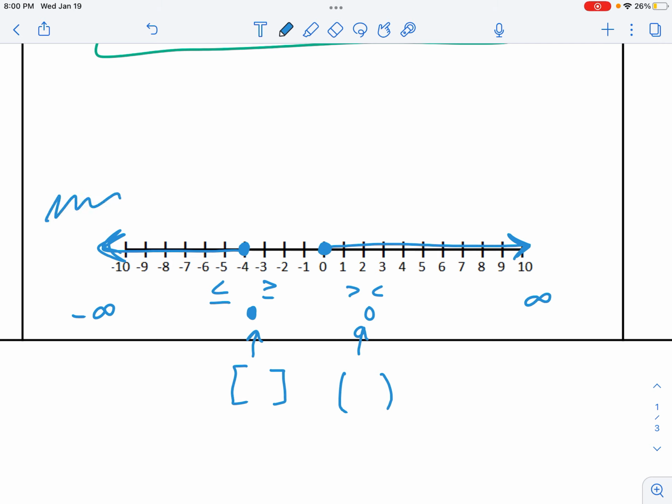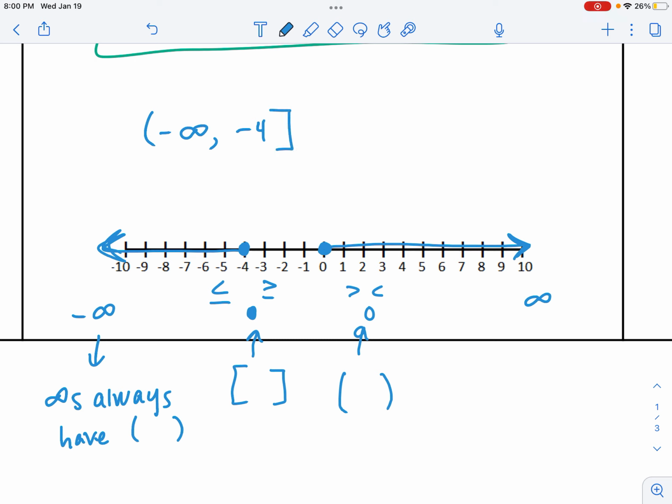Now infinities always have parentheses, no matter what. So I'm going to start with a parenthesis because I know it looks like I start with an arrow. I start all the way at negative infinity. And then I use a comma. This is just the structure of interval notation. And then it looks like I stop right here because there's nothing in between here. So I stop at negative 4, and it's a closed circle, so I put brackets. Now in the video you should have seen there's something called a union that we use to connect 2 different interval notations.